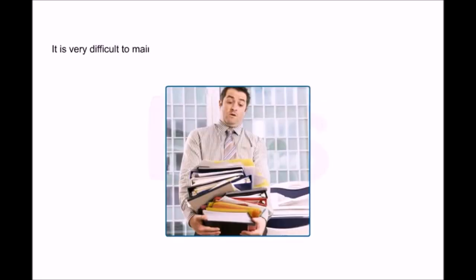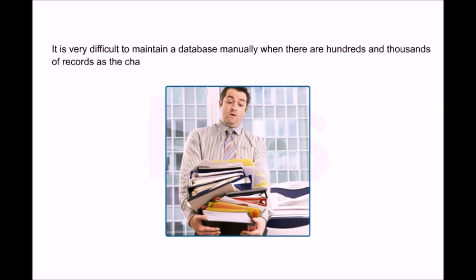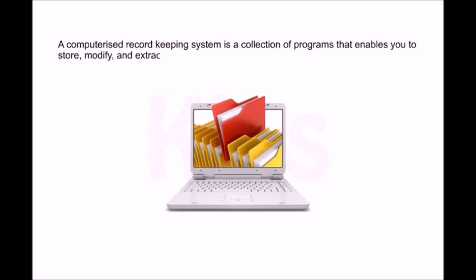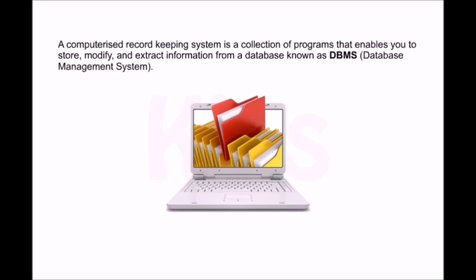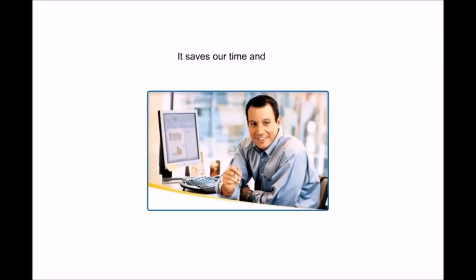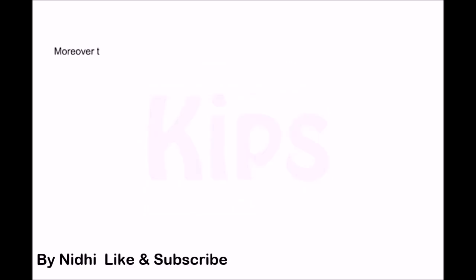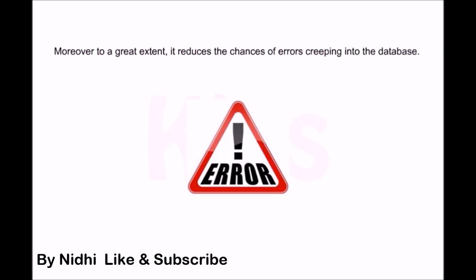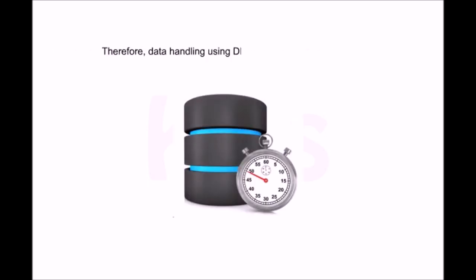It is very difficult to maintain a database manually when there are hundreds and thousands of records, as the chances of committing errors increase. A computerized record-keeping system is a collection of programs that enables you to store, modify and extract information from a database, known as DBMS, Database Management System. It saves our time and energy. Moreover, to a great extent, it reduces the chances of errors creeping into the database. Therefore, data handling using DBMS becomes fast and efficient.